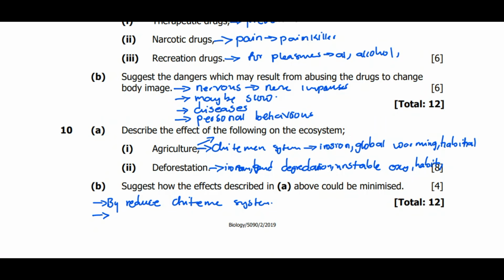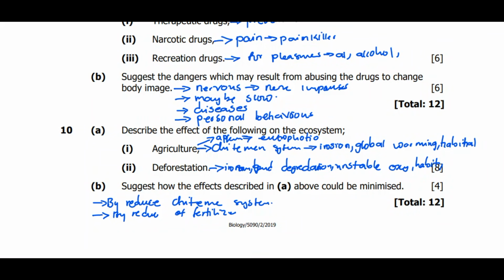Another point here is if we apply too much fertilizer, it may cause what we call eutrophication, where there is too much bacteria in water. As a result, the oxygen content of water reduces. So how can we reduce that? We reduce dependence on fertilizer. So you reduce fertilizer use.